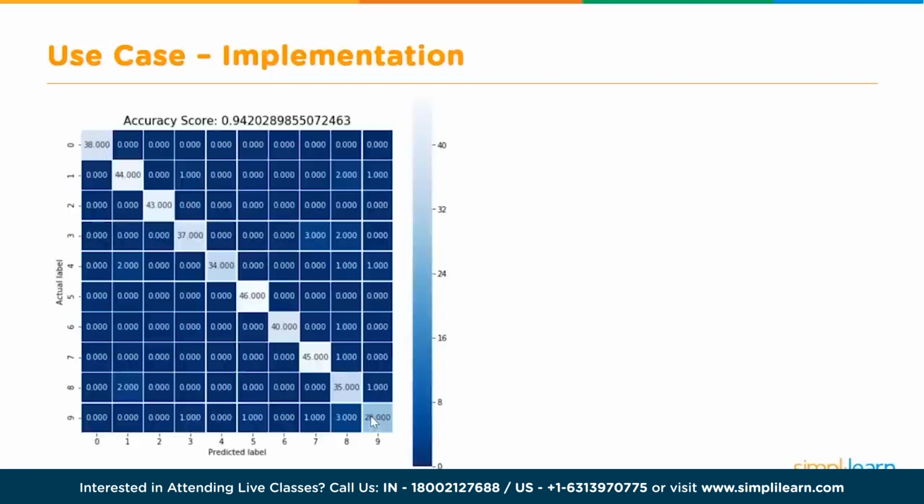So for an ideal model which has, let's say, 100% accuracy, everything will be only in the diagonal. There will be no numbers other than 0 in all other cells. So that is like a 100% accurate model.